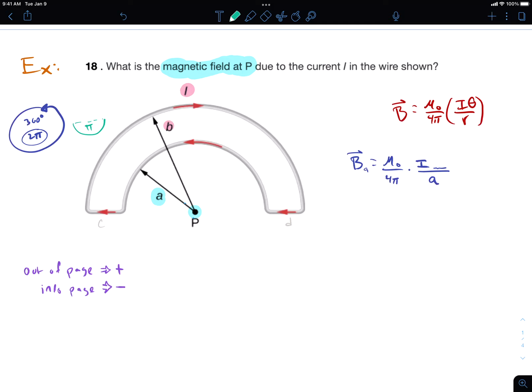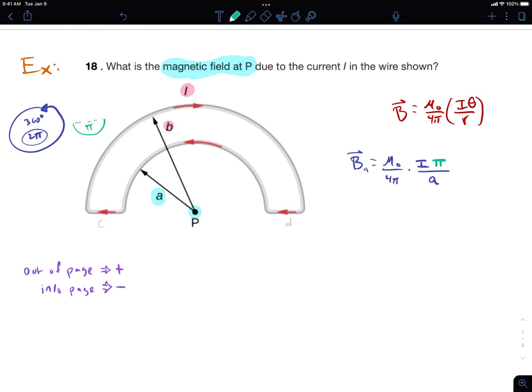We'll put in here my angle. If I start from one end to the other, I should go through half of a circle, which is pi radians. So pi here. So that's one of the only changes here, is that for our angle, we're going to be using radians instead of degrees.